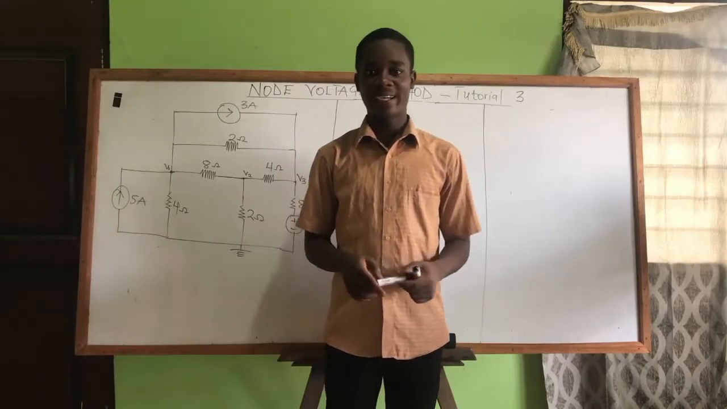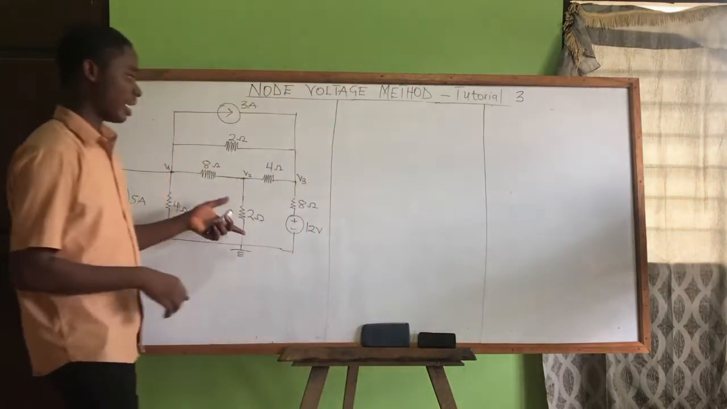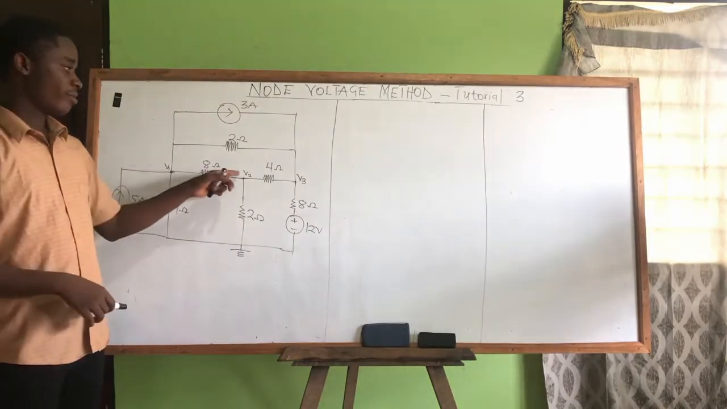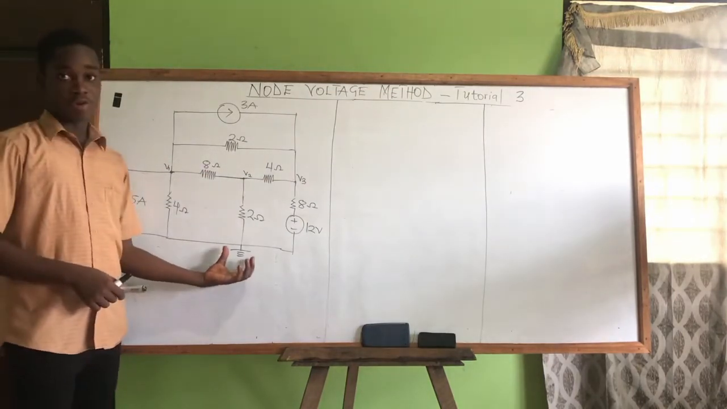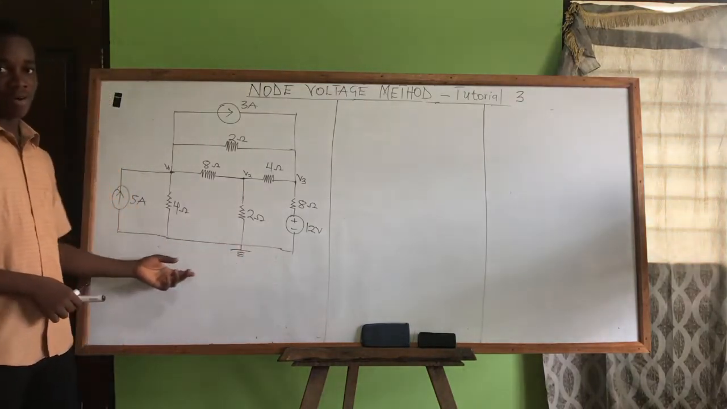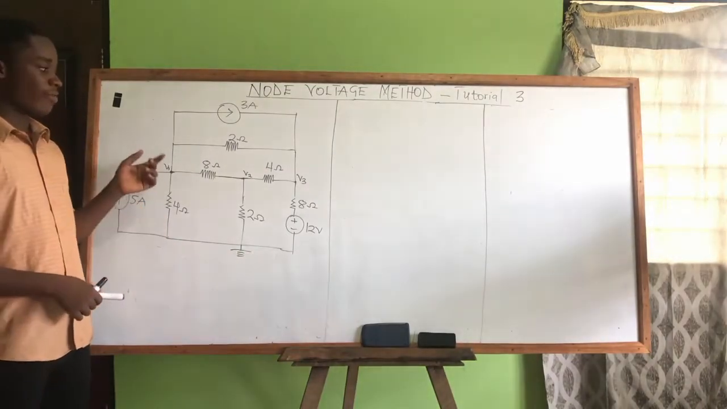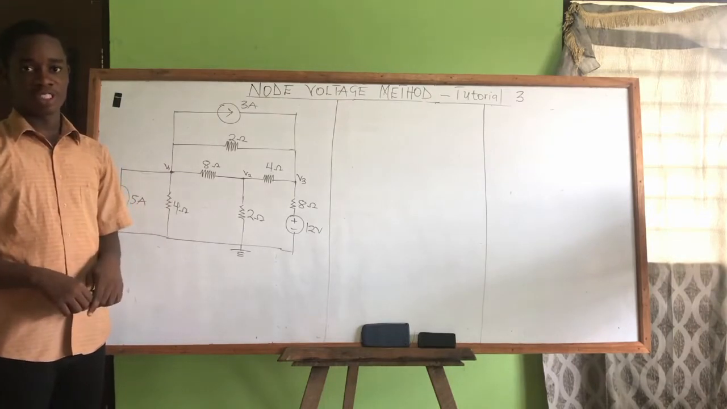This is tutorial 3 under node voltage method. In this video too, we are going to analyze this circuit to get our node voltages V1, V2 and V3. In this diagram, the reference node is already given. It is grounded, so this represents our reference node. The down part here is our reference. So we are interested in getting the values for V1, V2 and V3 using the node voltage method.